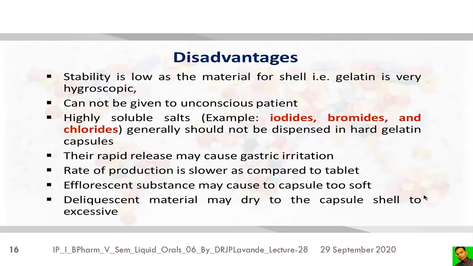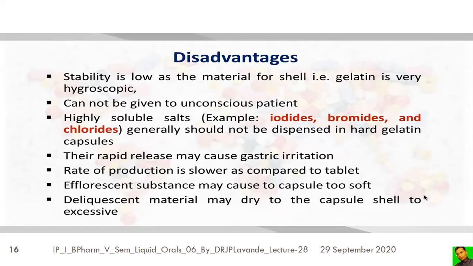Capsules cannot be given to unconscious patients because it is difficult for them to swallow. Highly soluble salts like the iodides, bromides, and chlorides generally should not be dispensed in hard gelatin capsules. Their rapid release may cause gastric irritation. So compounds which cause gastric irritation cannot be given through this capsule dosage form.